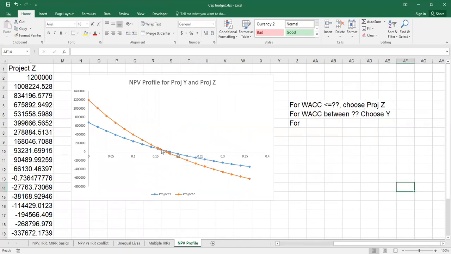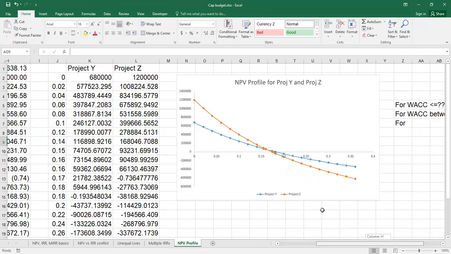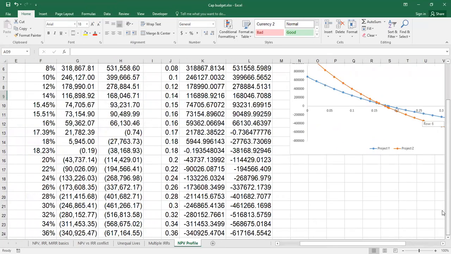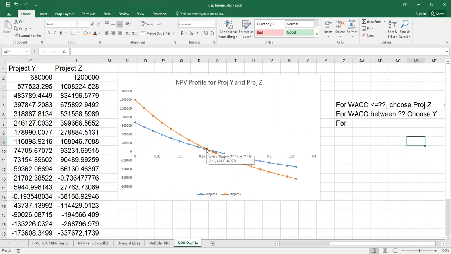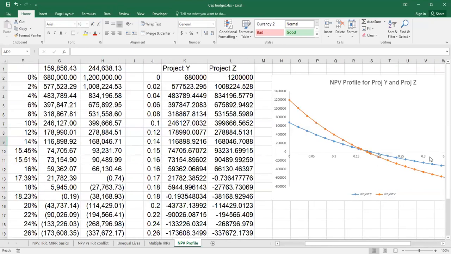Kailan? Dito, ang tawag diyan, yung crossover point, no? Sa crossover point, ang pipiliin natin, si project ano. Less than the crossover point, choose Z. At the crossover point, indifferent tayo. What do I mean by that? Bakit indifferent? Kasi pareho lang yung NPV nila. At this point, yung intersection na to, pareho lang yung NPV nila. So, we don't care kung sino yung pipiliin, no?